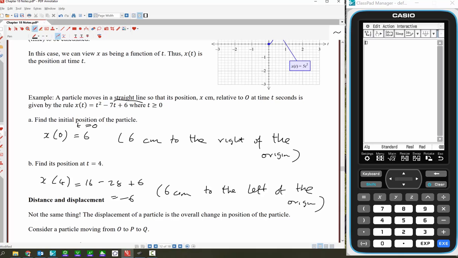All right, so that negative 6 is okay, and we just interpret that as 6 centimetres to the left of the origin, as opposed to the positive, which is to the right. Remember, 0 means we're at the origin itself.